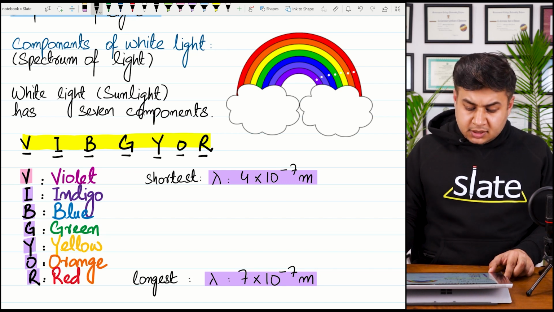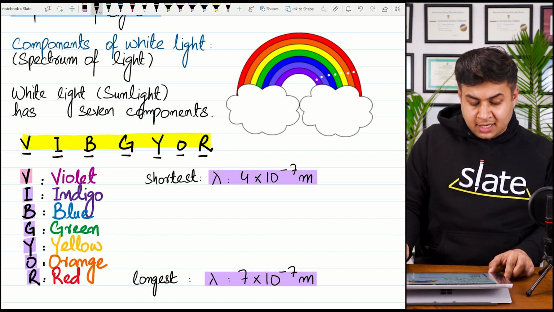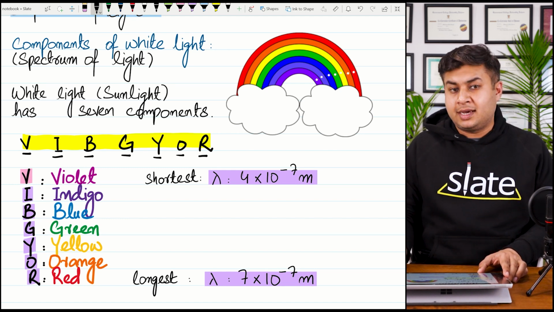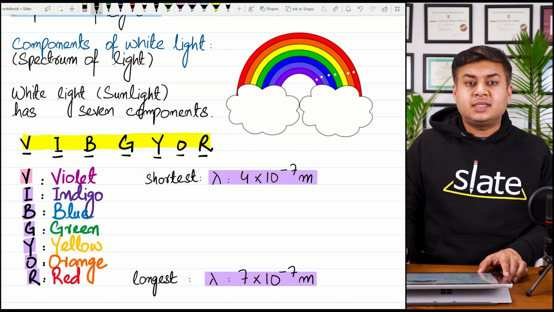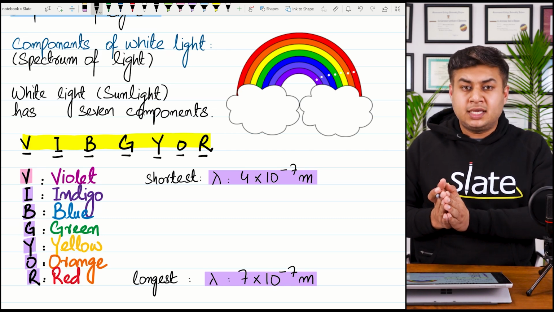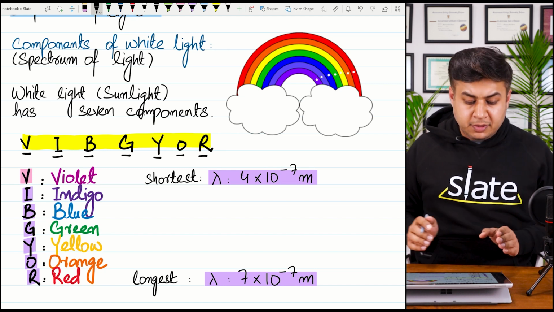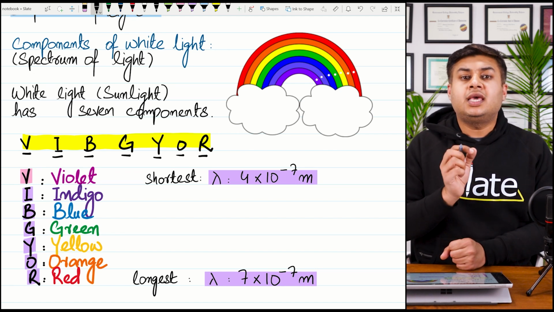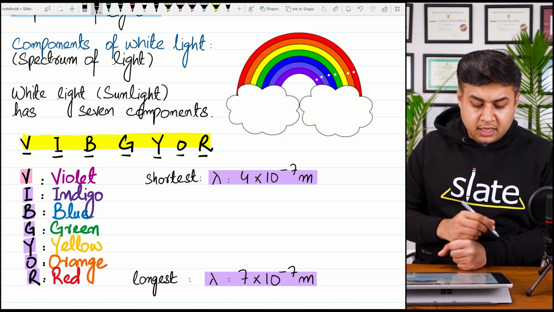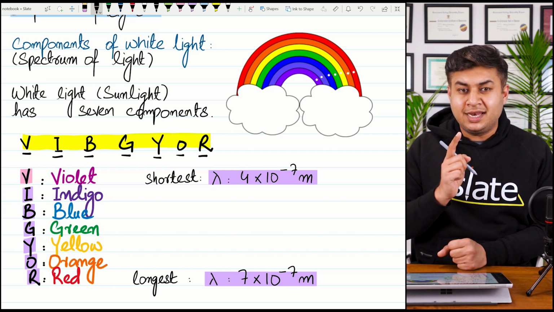The shortest wavelength is 4 multiplied by 10 raised to power minus 7 meter, and that belongs to violet light. The longest wavelength is 7 into 10 raised to power minus 7 meter, and that belongs to red color. Do you have to memorize the sequence? Yes. You should remember all the colors in this sequence. The shortest wavelength is violet and the longest is red. If you memorize VIBGYOR, you will remember all the colors in increasing order of wavelength. Let's revise again: violet, indigo, blue, green, yellow, orange, and then red.